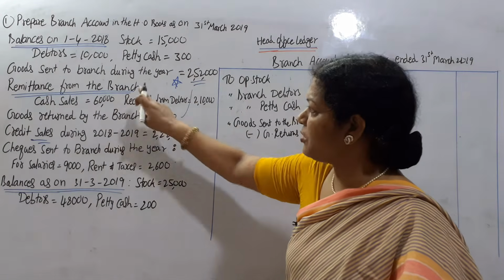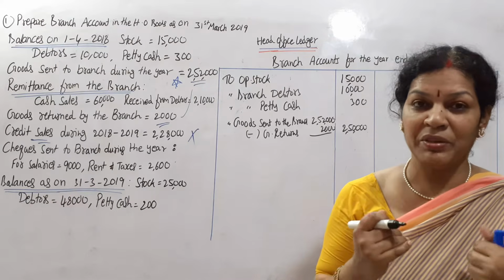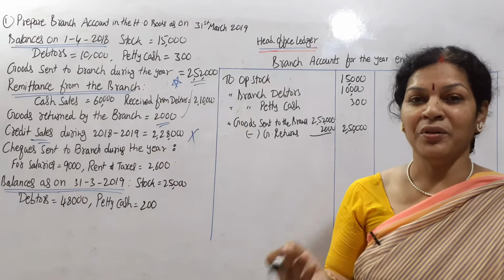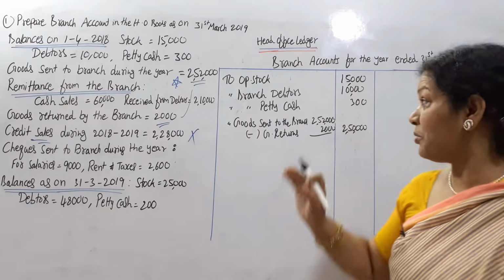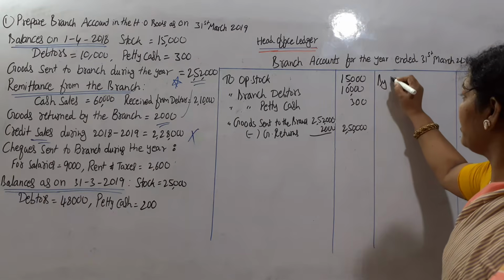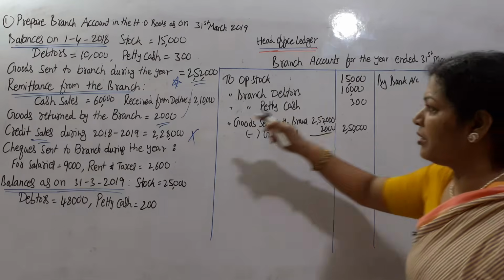Next, remittance from the branch. From the branch, head office is receiving. Whenever they are receiving, they'll say bank account debit, branch account credit. So we'll write it on the credit side. By bank, what did they receive?